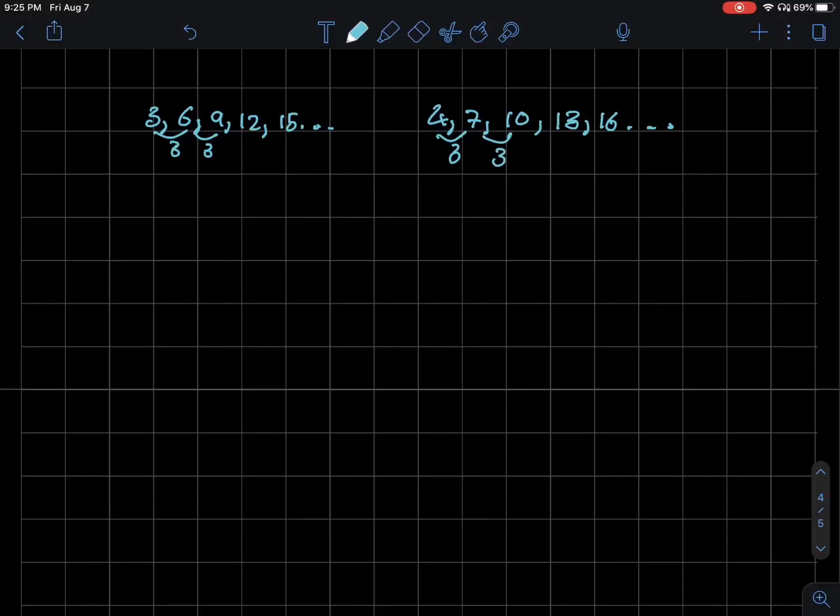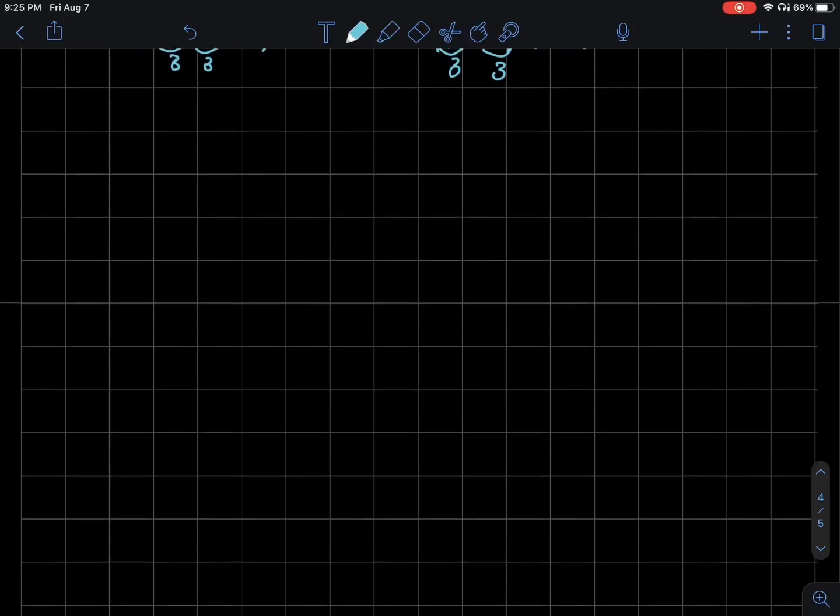But the numbers in each sequence are completely different. They have no numbers in common. So just because it's the same common difference, it doesn't mean it's the same sequence. However, if it's the same starting value and the same common difference, then it is the same sequence. In this case, 3 and 4 are the starting values and they're not the same, so it's not the same sequence. So those are the two factors that define a sequence: the starting value and the common difference.